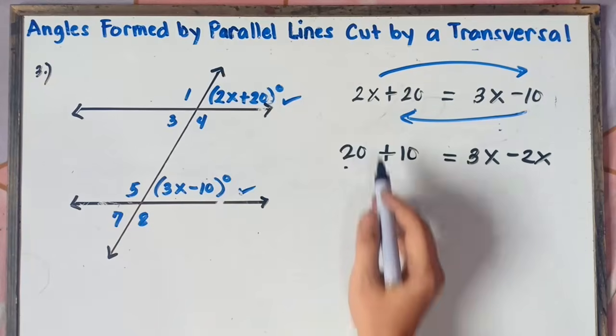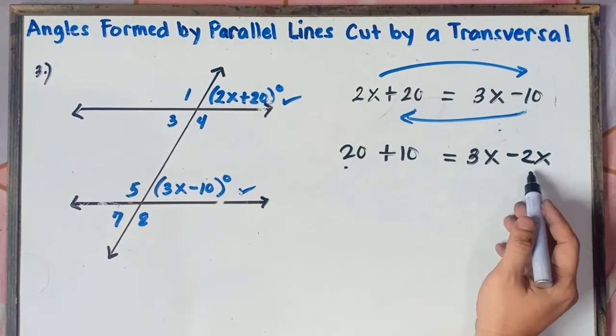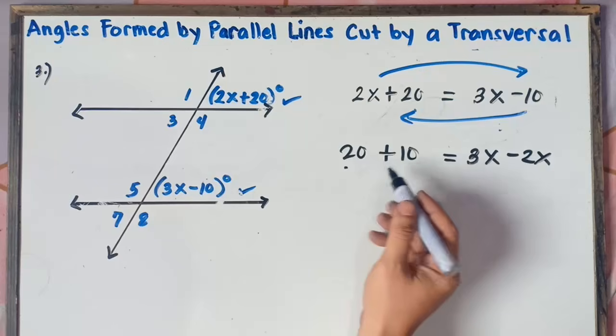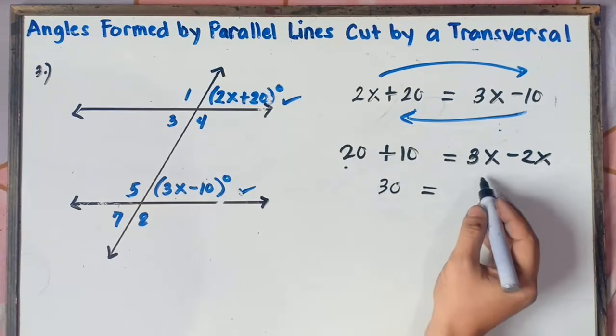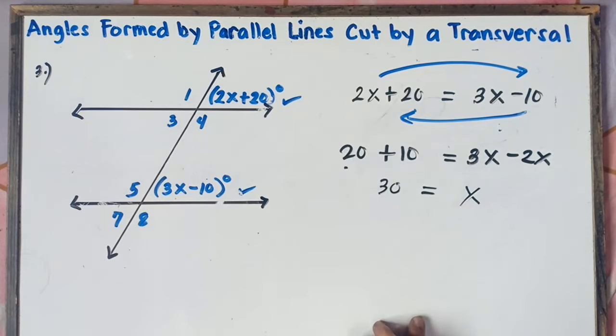Alright, once again class, transpose 2x from left to right. This is positive. It will become negative. We transpose 10 from right to left. This is negative. It will become positive. 20 plus 10, that would be 30, equals 3x minus 2x. That would be 1x, or that would be equal to x.